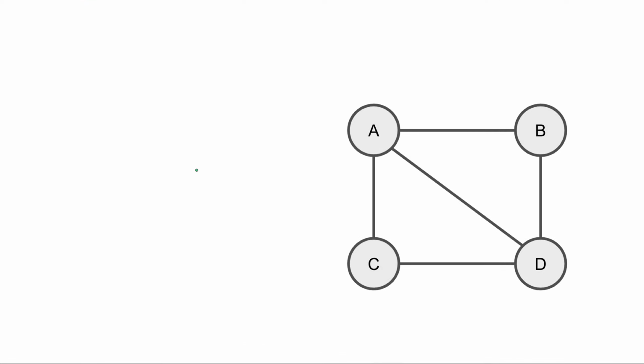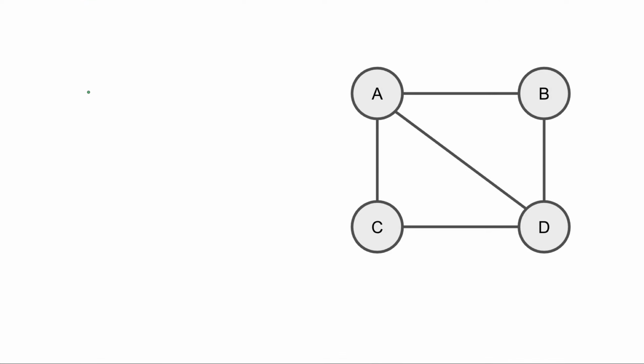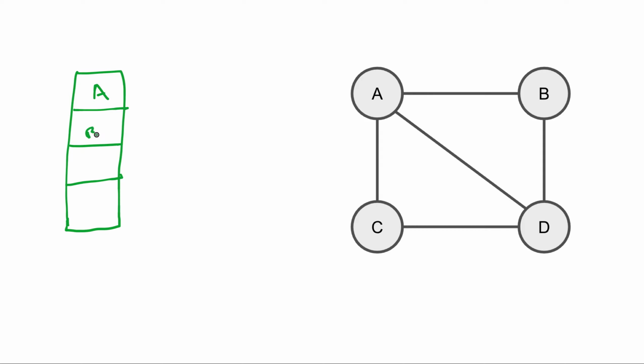So this is an undirected graph. So here as well we have four different vertices. So we have A, B, C and D. So A is connected to B, C, D. So you start a list which has the elements B, C, D.